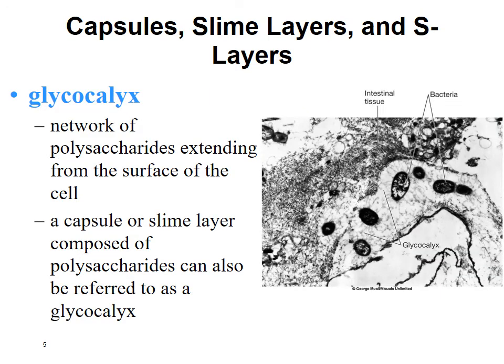When the layer consists of a network of polysaccharides which extends from the surface of the cell, it's referred to as the glycocalyx, and this is a term that can encompass both capsules and slime layers because they're usually composed also of polysaccharides. In this photo here you can see several bacteria adhering to animal intestinal tissue by means of their glycocalyx.